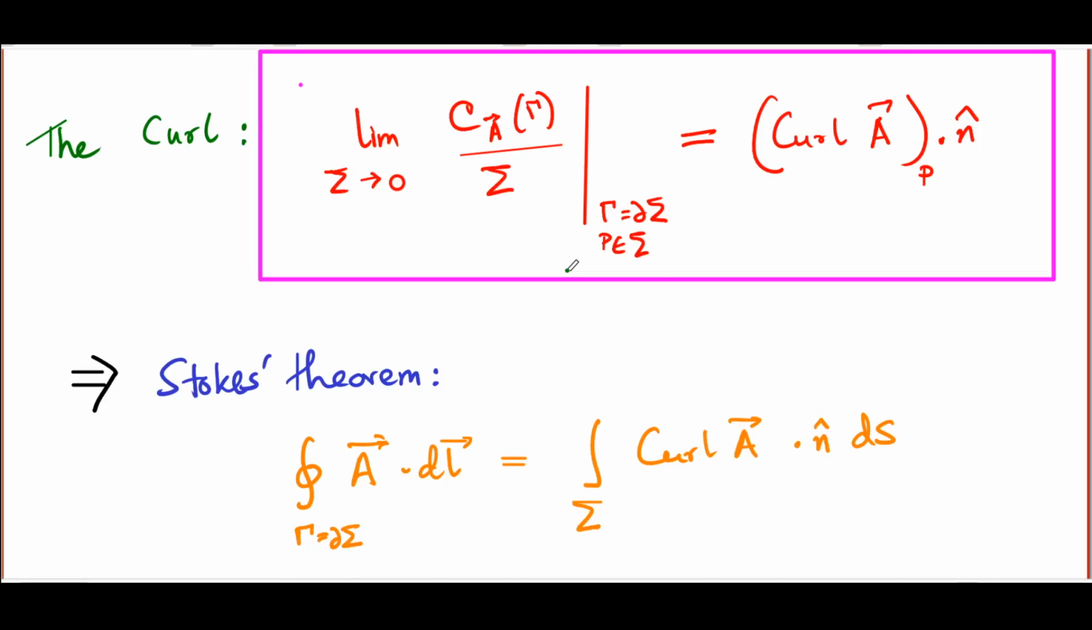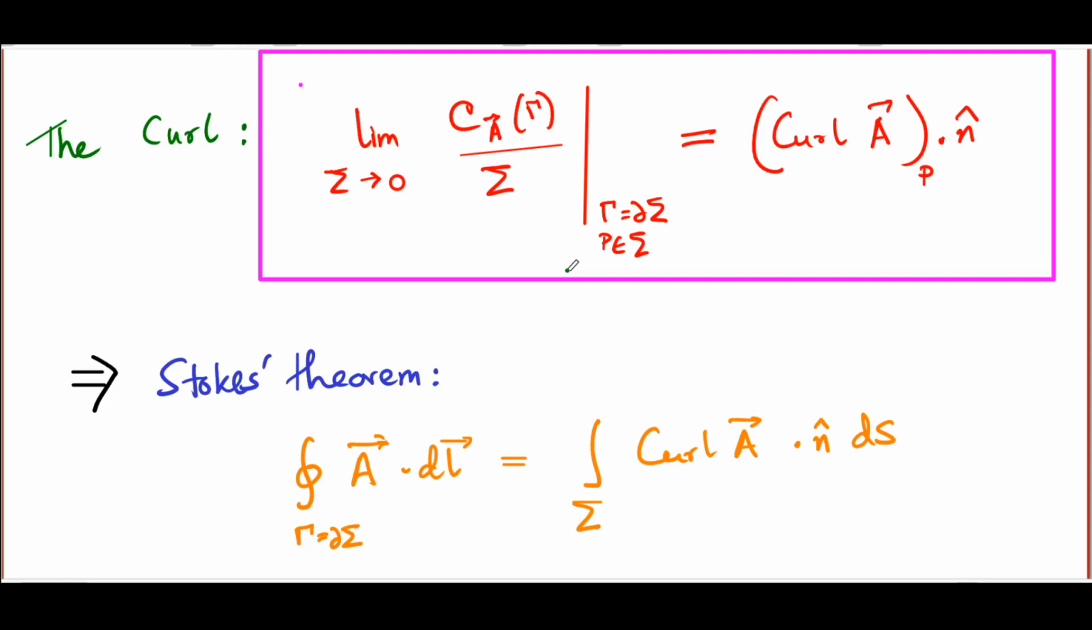Stokes' theorem, which tells us that the line integral of a vector field over the boundary gamma of a surface sigma is actually equal to the surface integral of curl of A dot n hat dS, or curl of A dot dS vector, over the surface sigma.